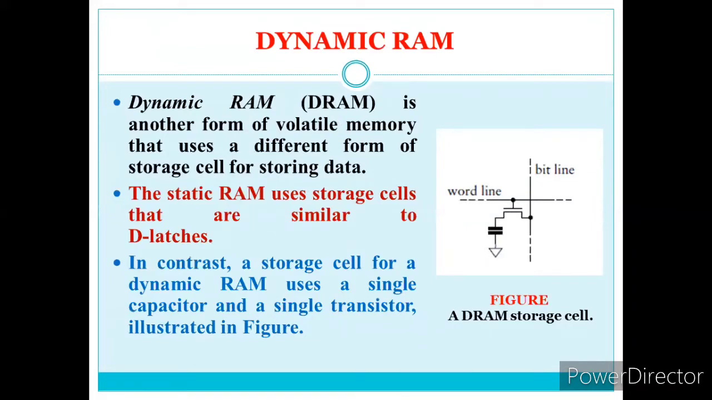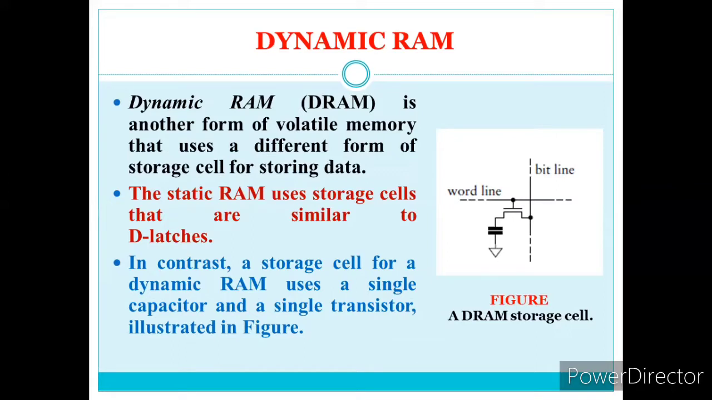Dynamic RAM is another form of volatile memory that uses a different form of storage cells for storing the data. Dynamic RAM is volatile in nature. Volatile in nature means it depends upon the power. If the power is removed, the data is lost. So it needs to be refreshed frequently in order to store the data.